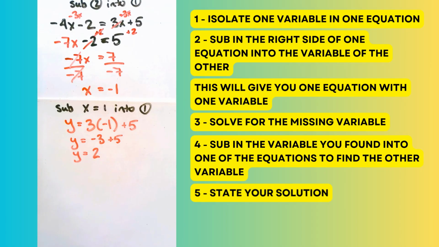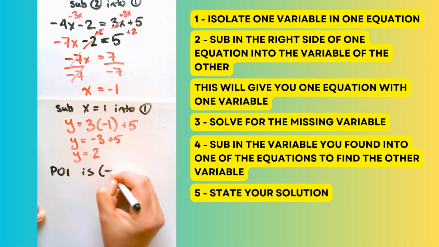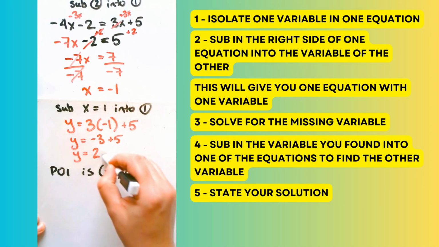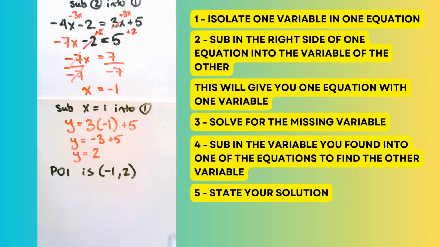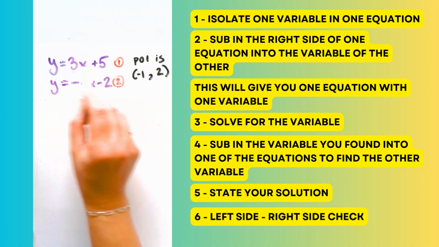But in this case, we were asked for the point of intersection, and we would just say the POI is negative 1, 2. The x value goes first, negative 1, and the y value goes second, and this is actually the point of intersection between those two lines in the beginning. We just found our point of intersection.